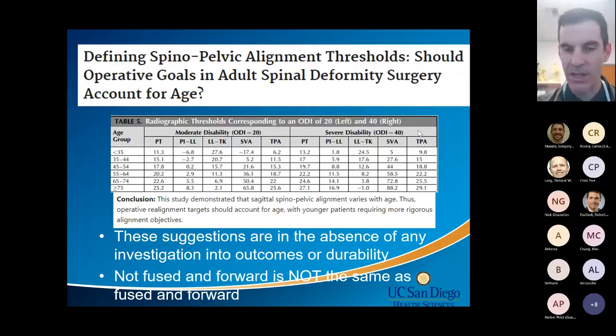Not fused and forward is not the same as fused and forward. The stresses on the construct, the implications for your pseudoarthrosis rate and proximal junctional failure rate: you can't have a pseudoarthrosis if you're not fixed, and you can't have PJK if you're not fixed.